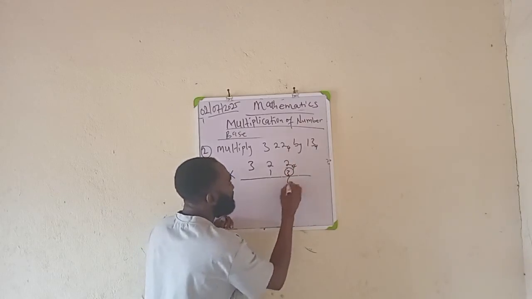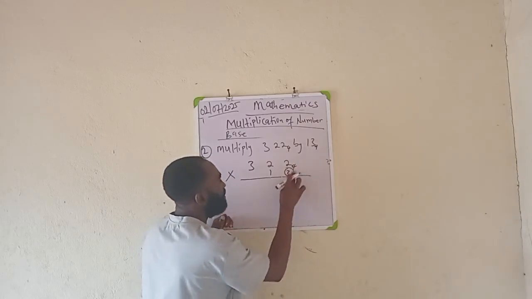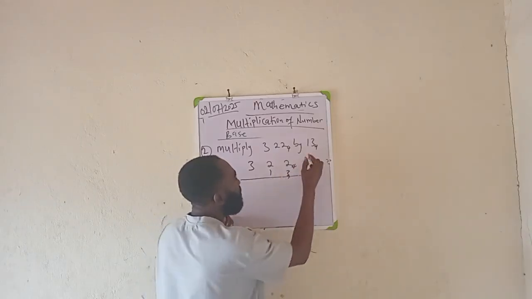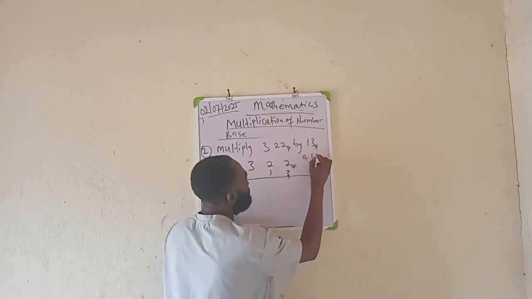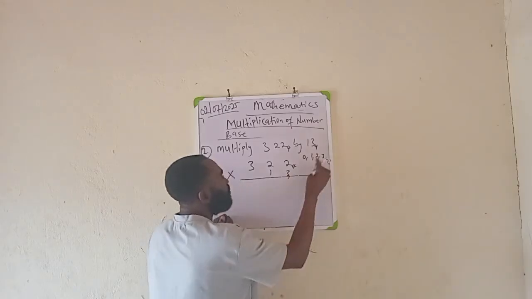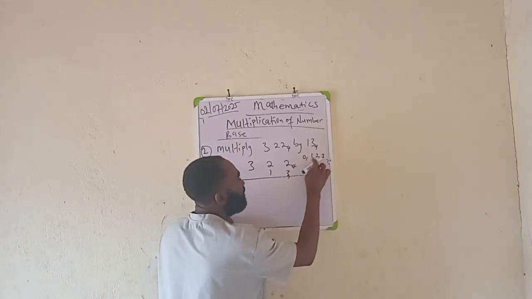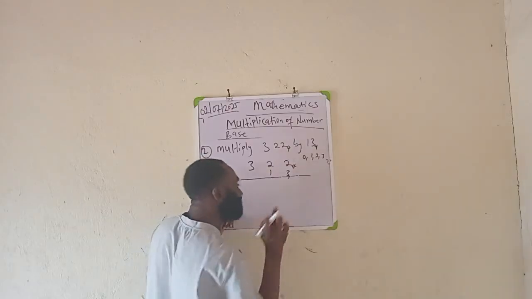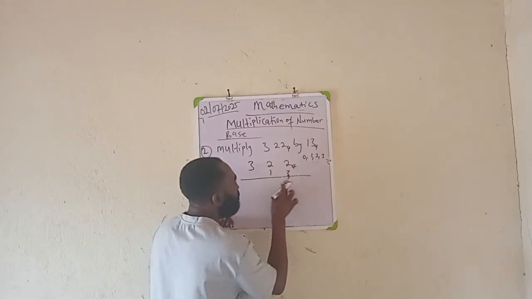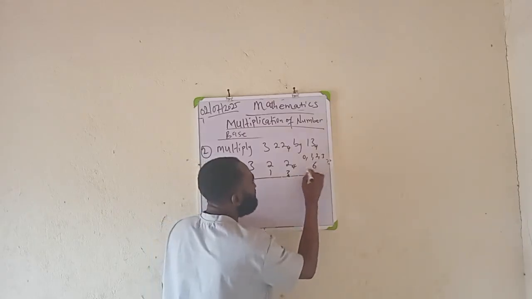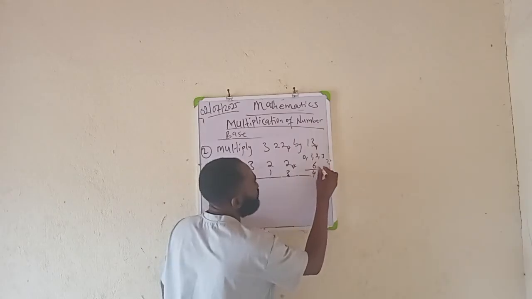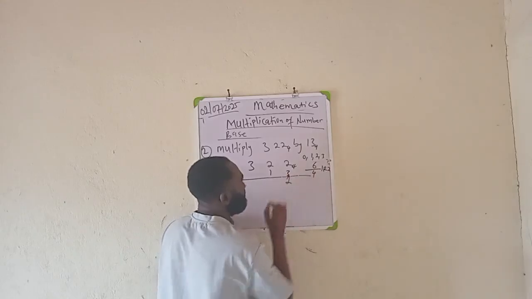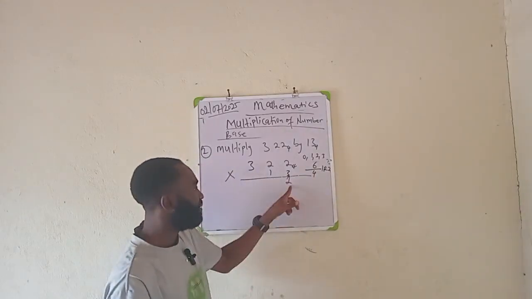But we cannot write 6 here because it's more than the base. The digits of base 4 are 0, 1, 2, and 3. So you cannot have anything more than 3 in base 4. So 3 times 2 is 6, and you cannot write 6 here. What you do is divide your answer by the base. That is, 6 divided by 4 will give us 1 remainder 2. So it is that remainder we are going to write here.